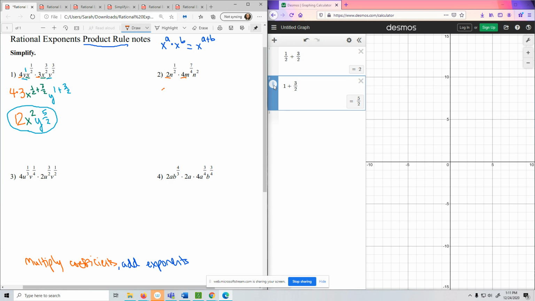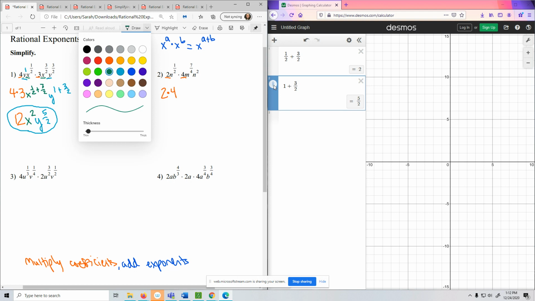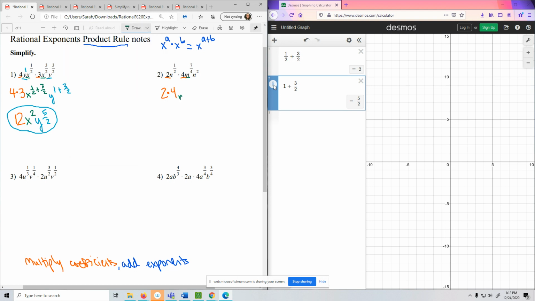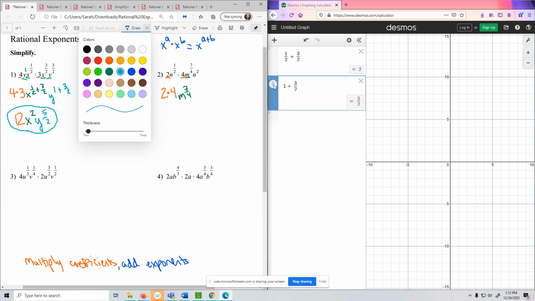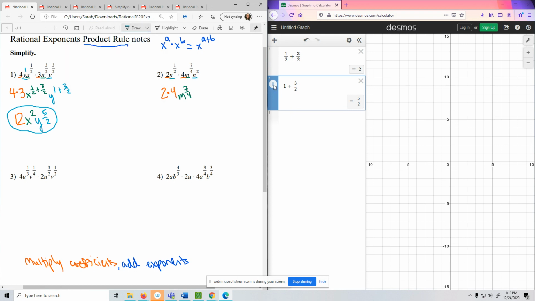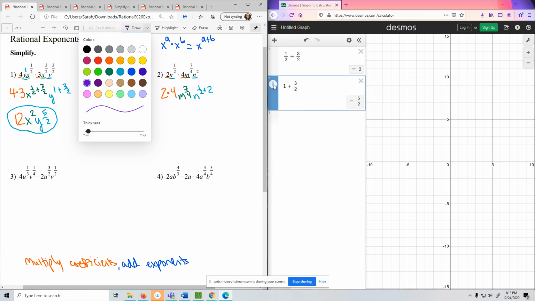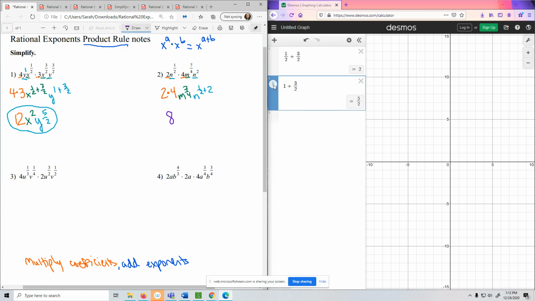I know I'm going to be multiplying my coefficients together, so I'm thinking 2 times 4. M's, I only have one of them, m to the 7/4. And I do have 2 n's, so I'll have to do some combining there. I'm going to add those exponents on the end, so 1/2 plus 2. So for my final answer, 2 times 4 turns into 8. Since I only had one m exponent, that's going to stay the same, 7/4.